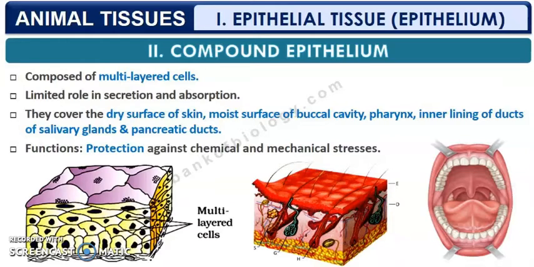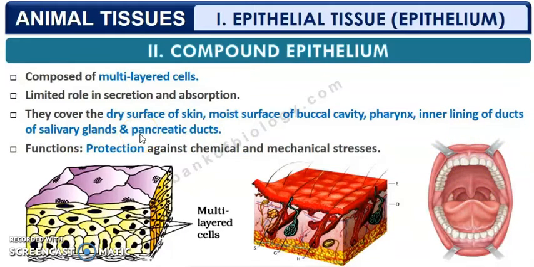And where do we find this compound epithelium? They cover the dry surface of the skin, and then the moist surface of the buccal cavity and the pharynx portion. I hope you know which is the buccal cavity, right? The inner part of our mouth is the buccal cavity. So it is seen on the moist surface of the buccal cavity. Pharynx is below our throat portion; next to the throat portion we have the pharynx, and then comes the inner lining of ducts of salivary glands.